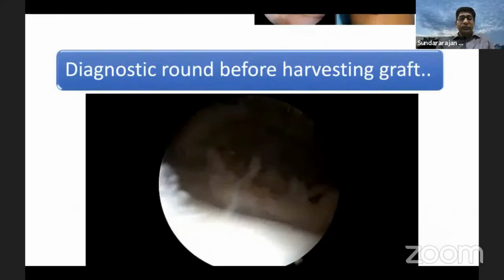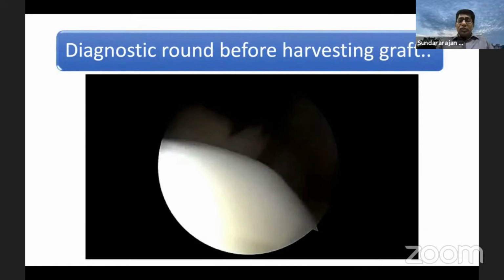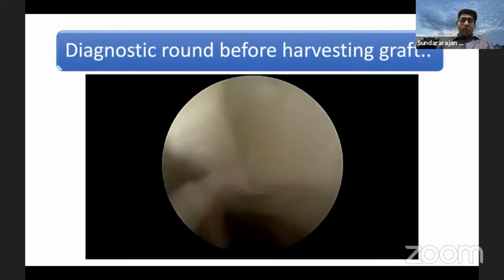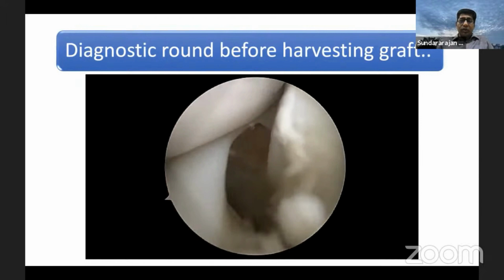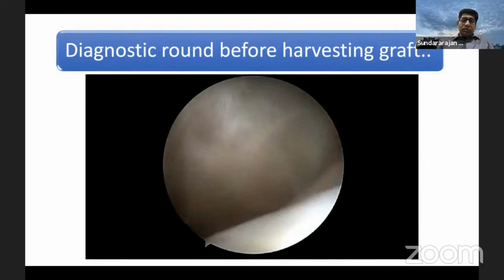So before you do the graft harvesting, make sure that you do a diagnostic round, because then you know whether there is any meniscal injury, any loose bodies, any cartilage injuries. You come through the lateral gutter, go up to the popliteus fossa, examine the popliteus groove to look for any loose bodies. Then you come back to the suprapatellofemoral compartment. Then you go onto the medial side, slide around, then see the medial gutter.